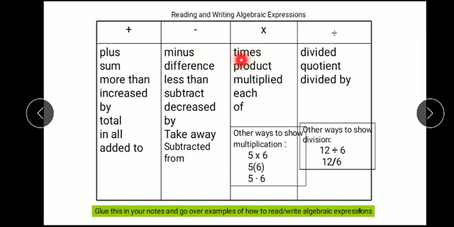For the multiplication symbol: times denotes multiplication. Product also means multiplication. Multiplied, multiplication of. Now, there are three ways in which we can understand that it is a multiplication, like 5 into 6, 5 then bracket 6, and 5.6. All these three mean multiply. Divided is the sign of division. Divided, quotient, divided by. We can write division in these two manners, 12 divided by 6 or 12 by 6. Both mean divide.